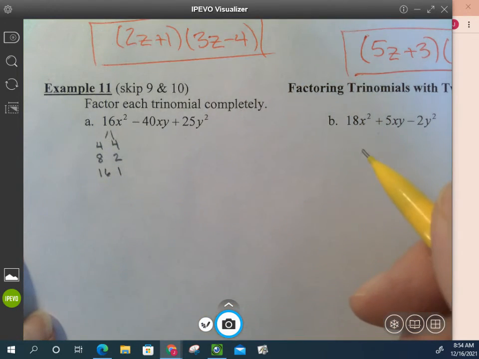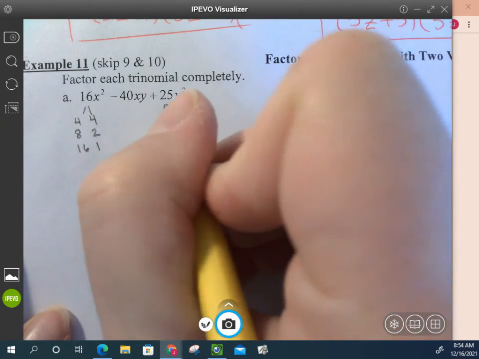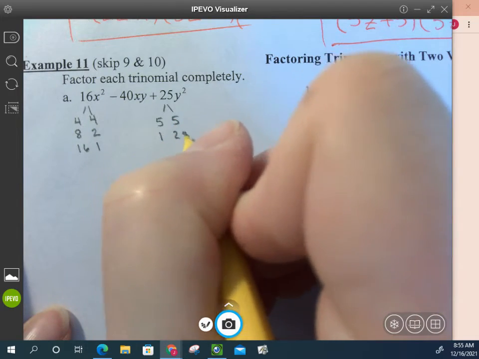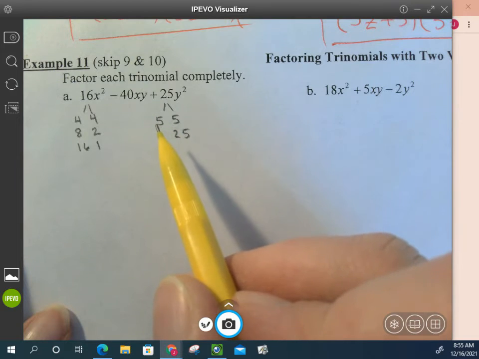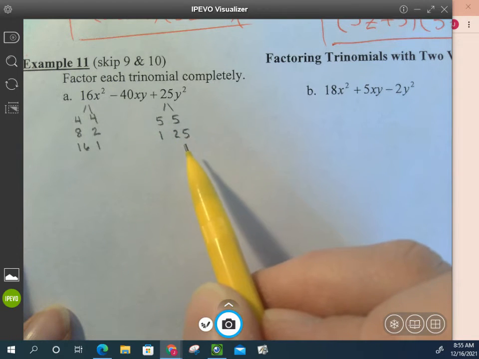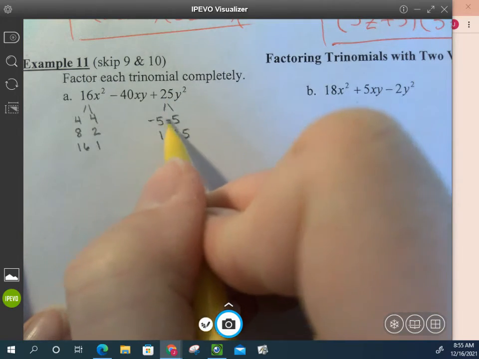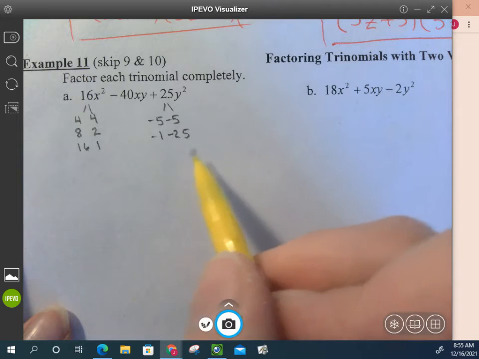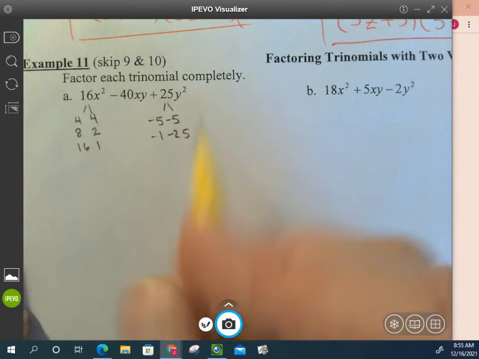I think it's really important to list all possibilities in case you have to go back. 25, 5 and 5, or 1 and 25. Now, here's the deal. I have a positive 25, so I either need positives or I need 2 negatives. And the only way to get a negative number is if these are negatives. So I'm going to have the 2 negatives to multiply to positive, and eventually they will add up to negative 40.